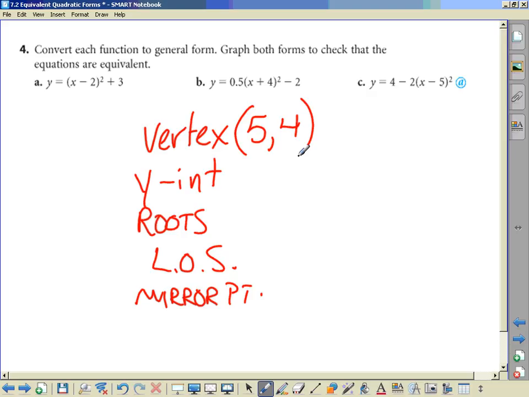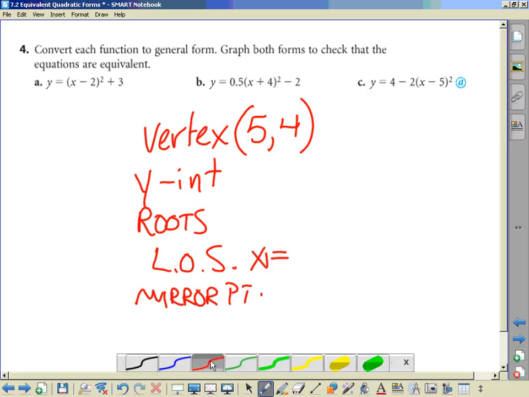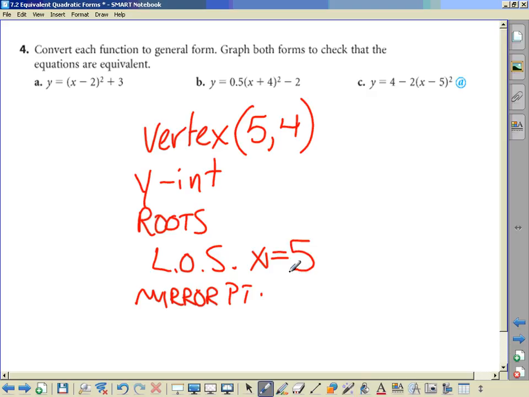Once you know the vertex, there's something else you definitely know. The line of symmetry has to be at x equals what? 5. All you do is steal the x coordinate from the vertex. Boom. That's your line of symmetry number. If the vertex is right 5, the line of symmetry is right 5. Guaranteed. All right? So once you know the vertex, you know the line of symmetry as well. You don't have to do that opposite of b over 2a because you already know it. All right?